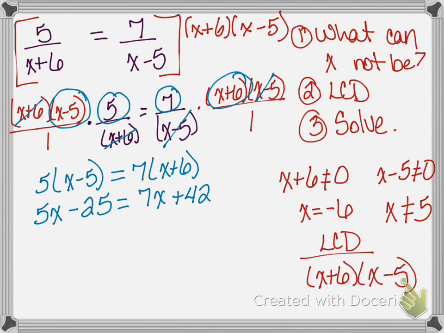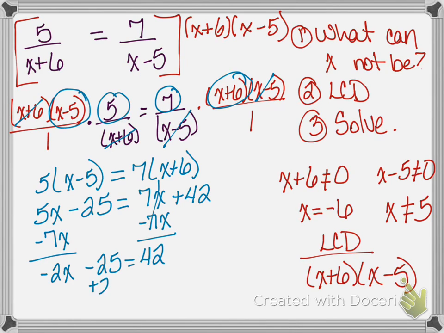Okay, 5x minus 25 equals 7x plus 42. First thing I'm going to do is bring my 7x over, so I'm subtracting 7x from both sides. That gives me negative 2x minus 25 equals 42. I'm going to add 25 to both sides. I get negative 2x equals positive 67.